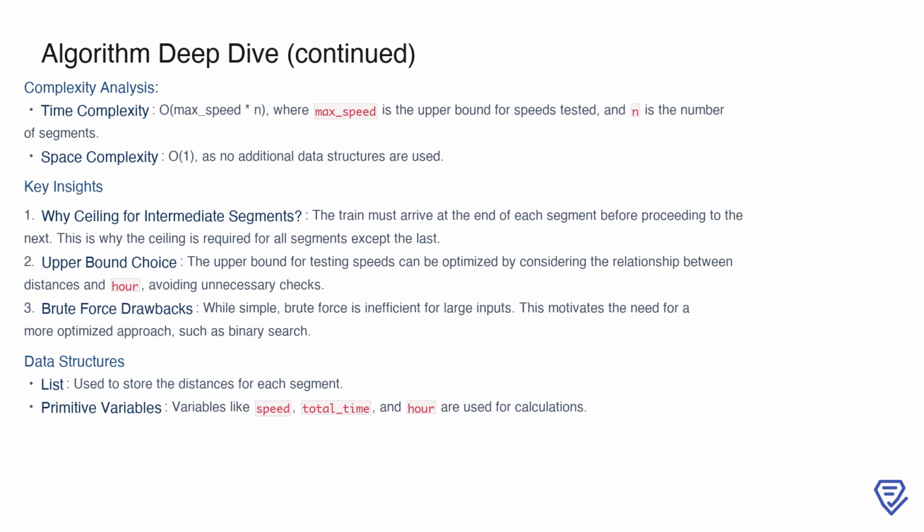The train must reach the end of each segment before proceeding to the next, making it necessary to round up partial travel times. Additionally, the choice of an upper bound for speeds plays a crucial role in determining the efficiency of the brute force method. A poorly chosen upper bound could result in unnecessary computations. These drawbacks highlight the inefficiency of brute force, particularly for larger inputs, which motivates the exploration of optimized techniques like binary search. Using binary search allows us to bypass the need to test every single speed, significantly improving performance.